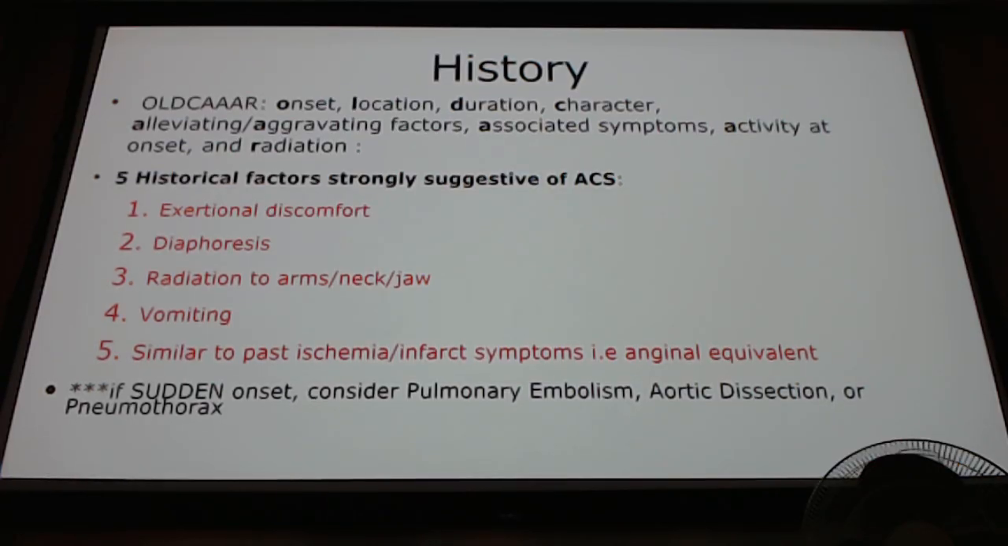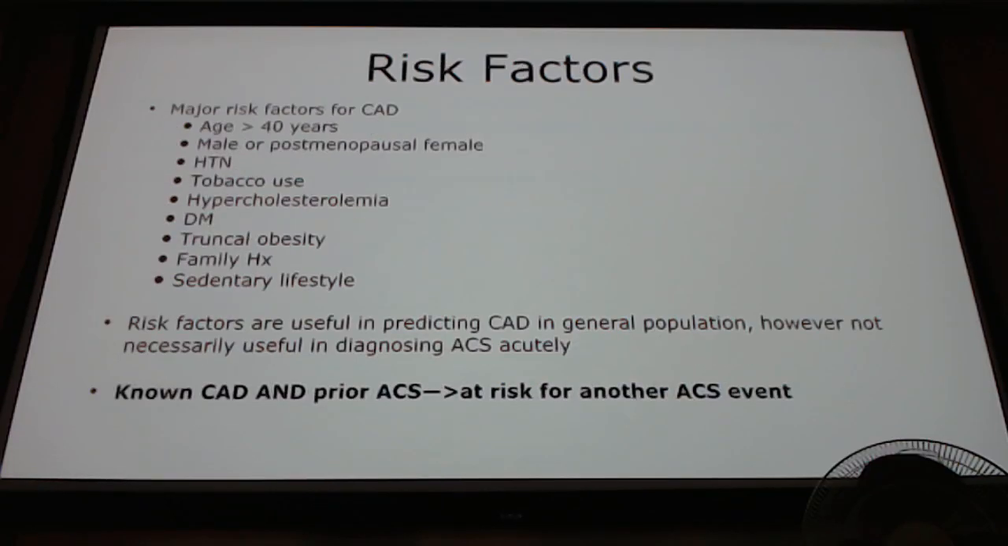There's another acronym that some people use for quantifying or qualifying the pain in the patient. There are 5 historical factors that strongly suggest ACS. Exertional pain is an important one. Is there diaphoresis? Do they have radiation to the arms, jaw, neck? Vomiting? And then does this feel like their last heart attack? Those should raise your suspicion that this might be ACS. With sudden onset, we tend to think, is this an aortic dissection, PE, or pneumothorax? And so we want to rule those out as well.